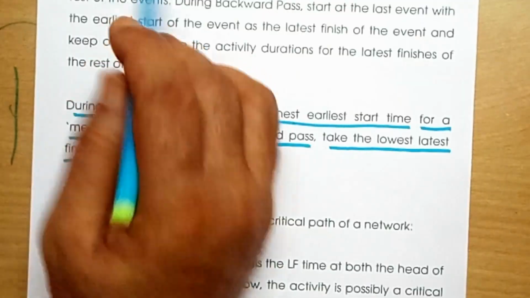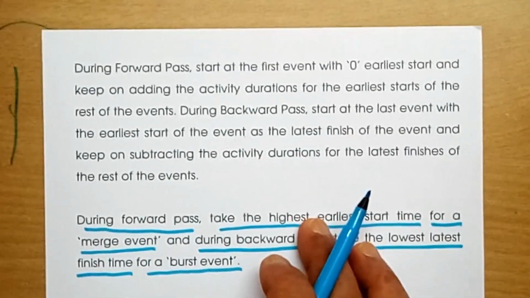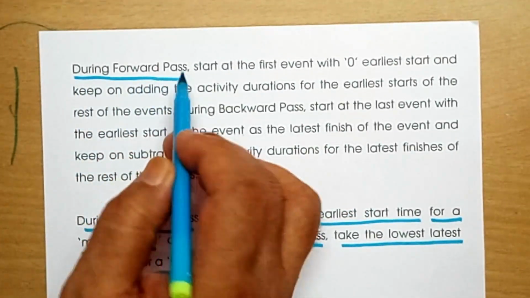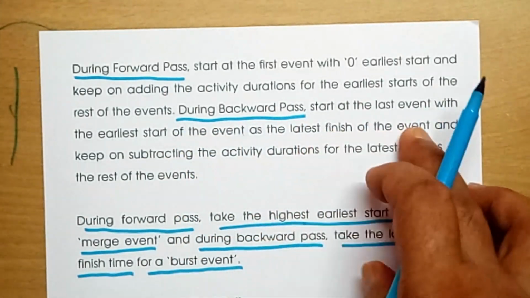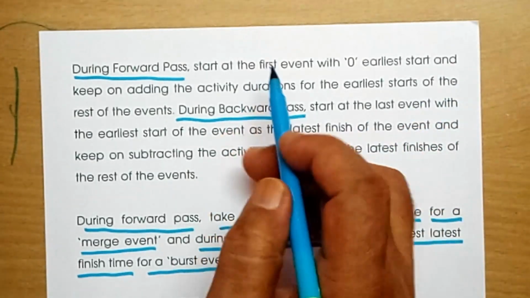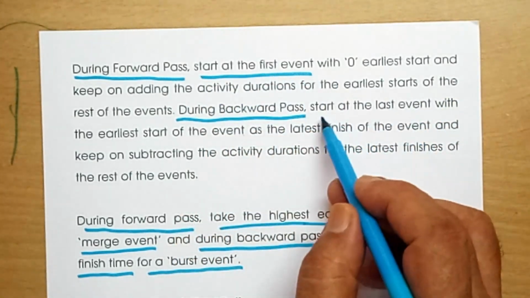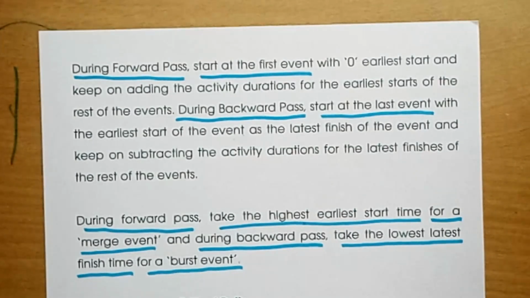And let us also highlight the differences. During forward pass, what happens? You start with 0 at the first event, and during backward pass, you start at the last event. Okay, so these are the things we have already discussed.